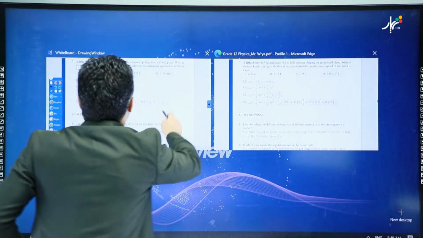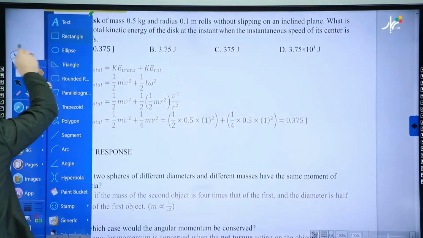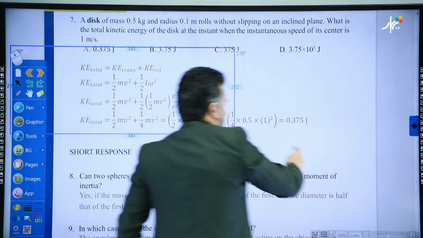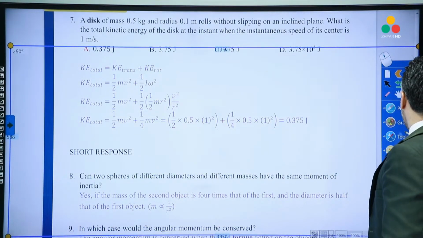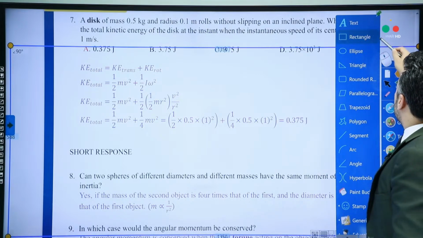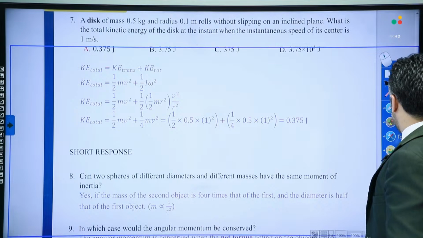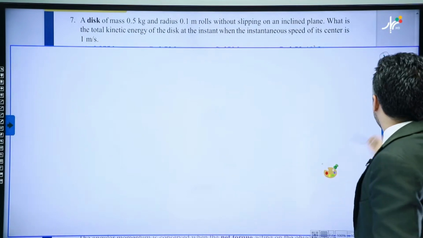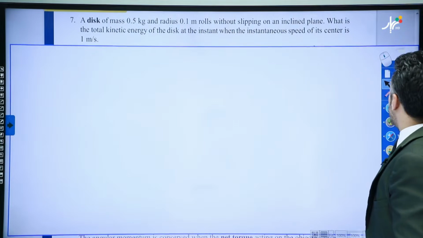What does it say? It says basically find the total kinetic energy at an instant where it has a translational speed of 1 meter per second. Is it translational? Yes, of 1 meter per second. Now we want this. All right, so bear with me. Let's move this one down a little. We don't want the options here.